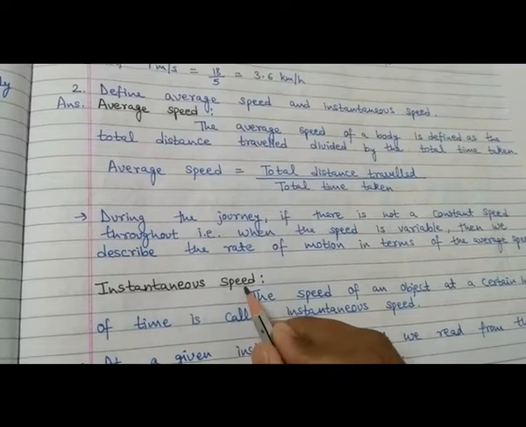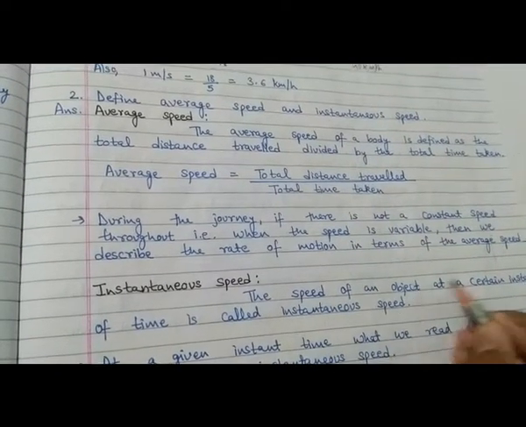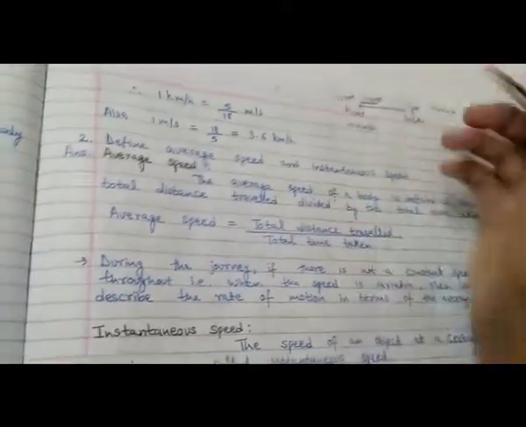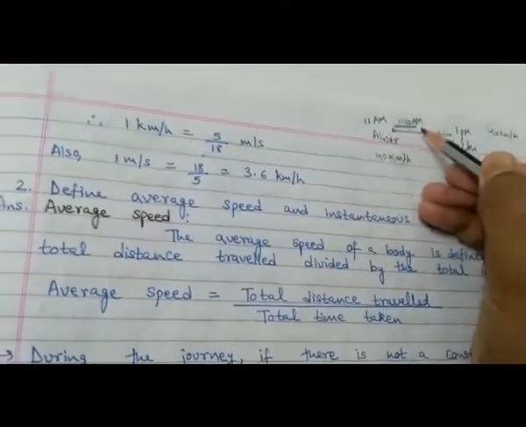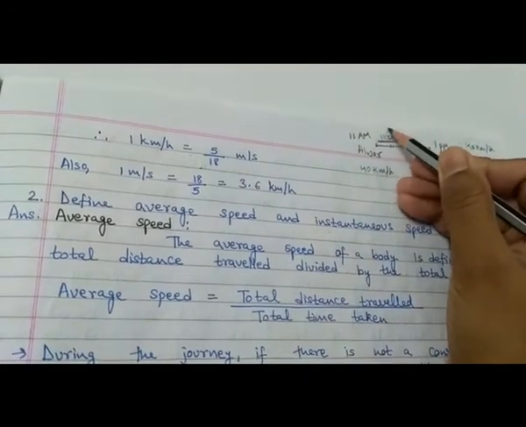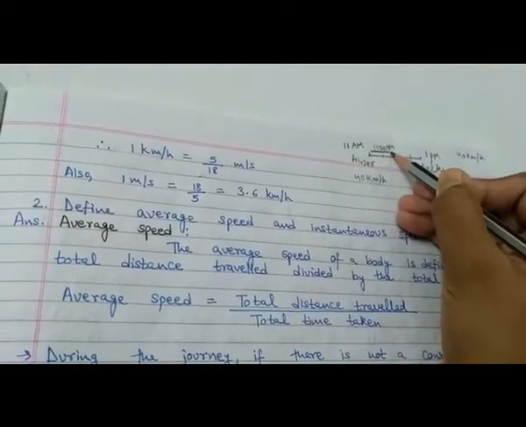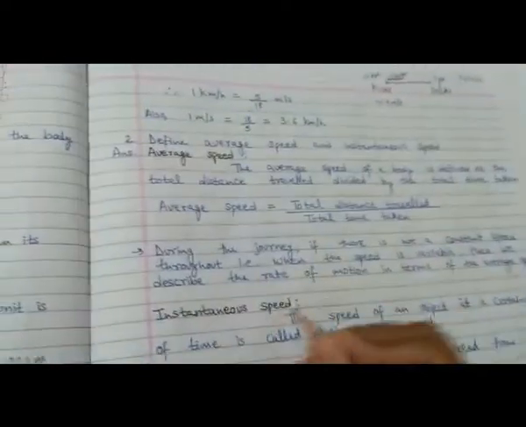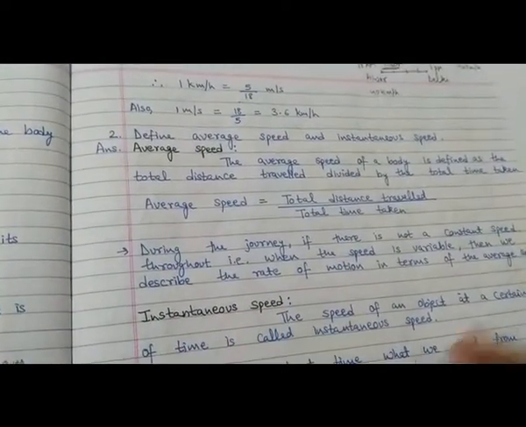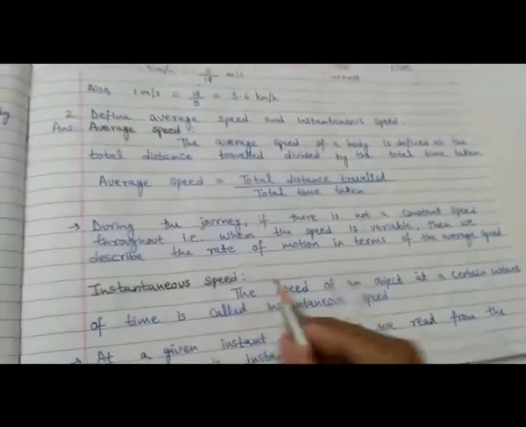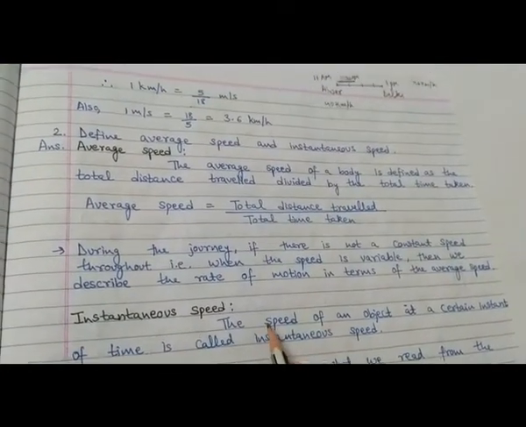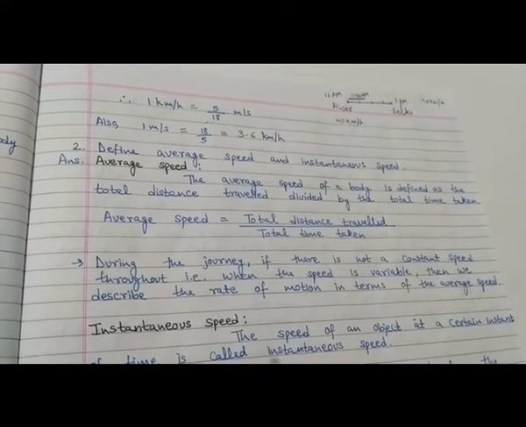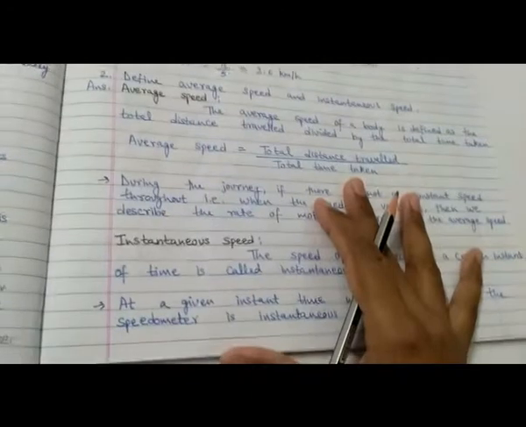The instantaneous speed is the speed of an object at a certain instance of time. For example, 11:30. So the speed at a certain instance of time, we call it instantaneous speed. So the speed of an object at a certain instance of time is called instantaneous speed.